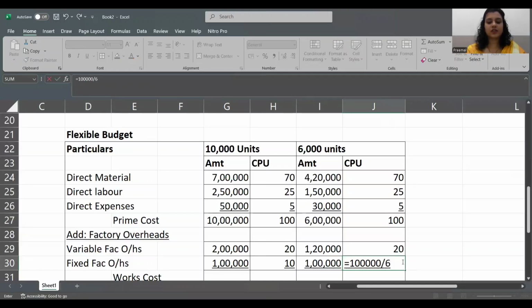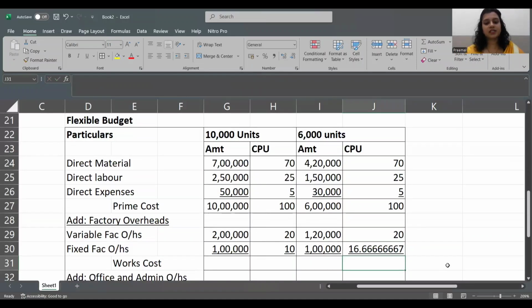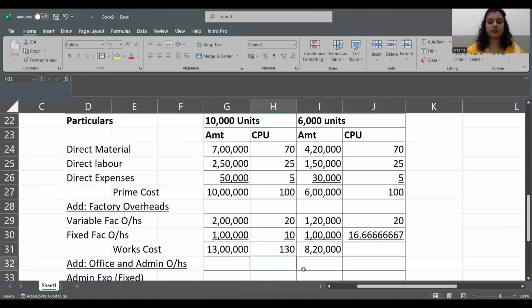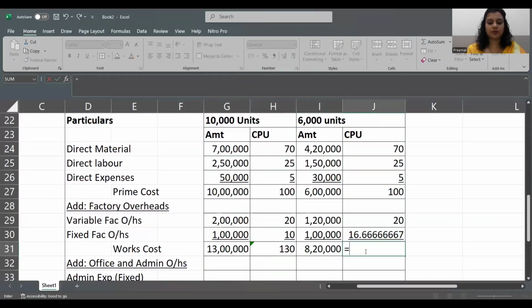For the next column, I take my amount, 1 lakh, divided by the number of units. That gives me 16.67 per unit. So this added to your prime cost will give you the works cost. Find out the cost per unit by taking the amount and dividing it by the respective units of production. 8,20,000 divided by 6,000 units. So that gives me my works cost.